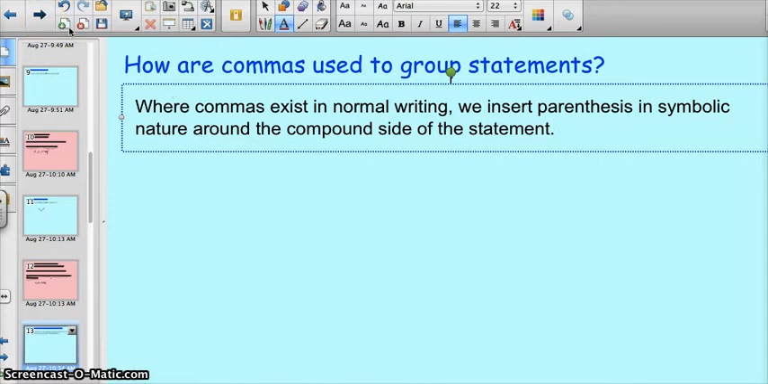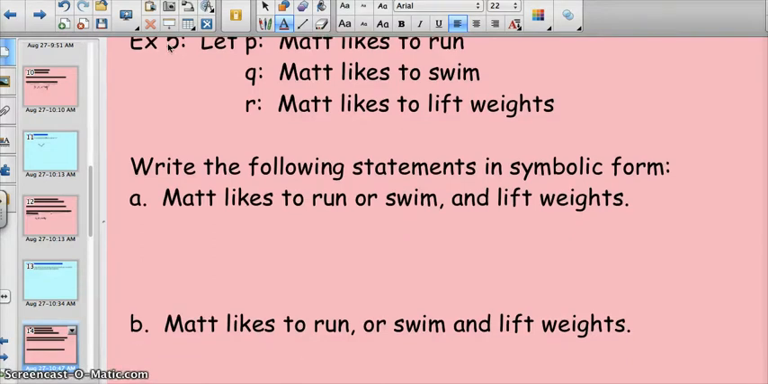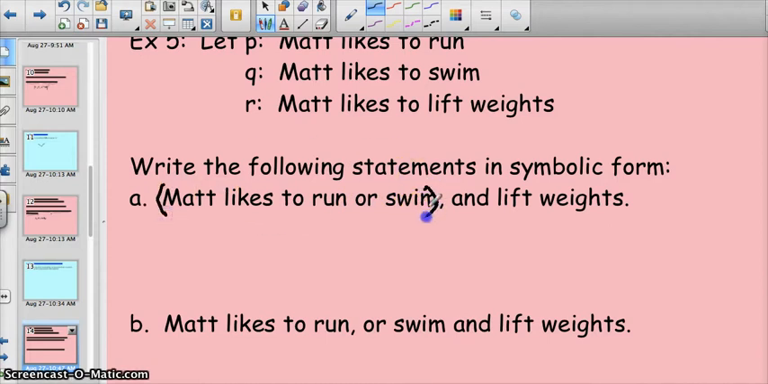This can get very, very confusing, okay? Here we go. So we're starting off here. Now it says, Matt likes to run or swim, comma, and lift weights. Here's the important part that you're looking at, guys. The comma goes between two different things. On the right hand side, and lift weights, is a simple statement, just one thing. Whereas on this side, that's two things, he likes to run or swim, which means the parentheses, when we do it symbolically, are going to go around the left hand side, because that's the compound side, or the side that has multiple statements.